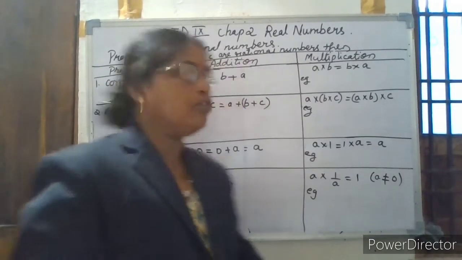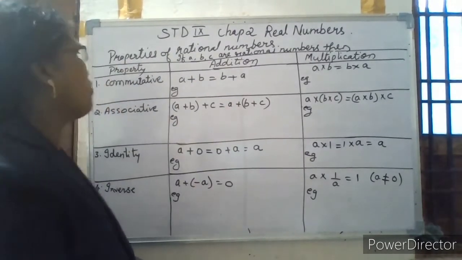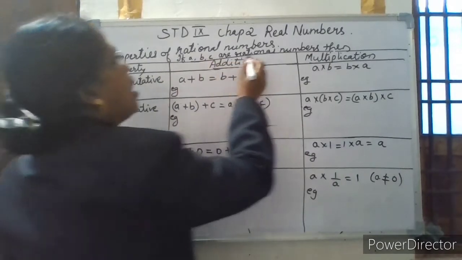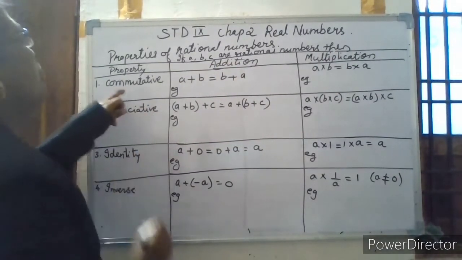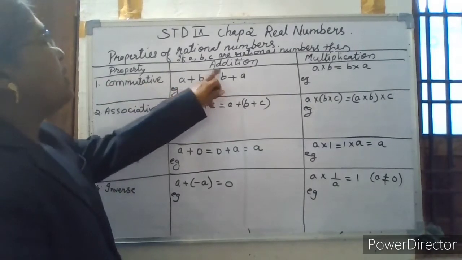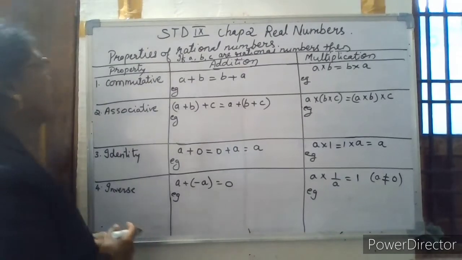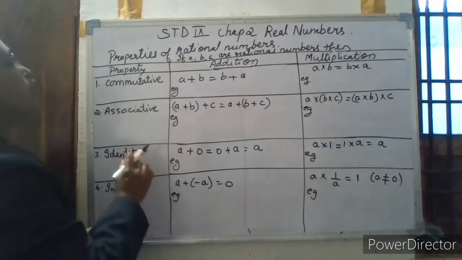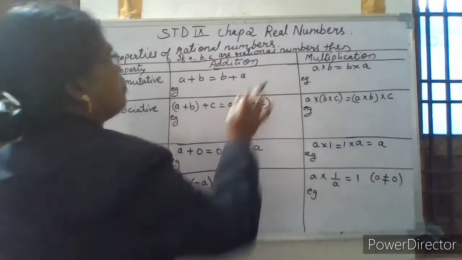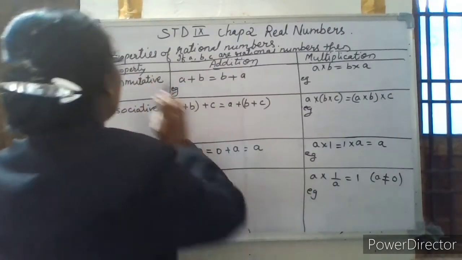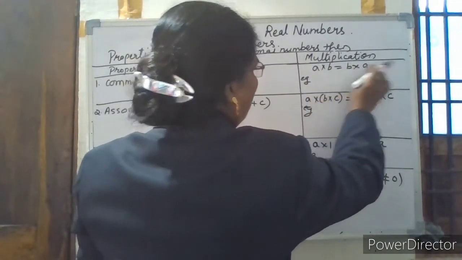Now, we are going to learn properties of rational numbers. If a, b, c are rational numbers, then the commutative property of addition and the commutative property of multiplication, both we are going to learn. So the first property, the commutative property of addition, that is a plus b is equal to b plus a, and the commutative property of multiplication, that is a into b is equal to b into a.